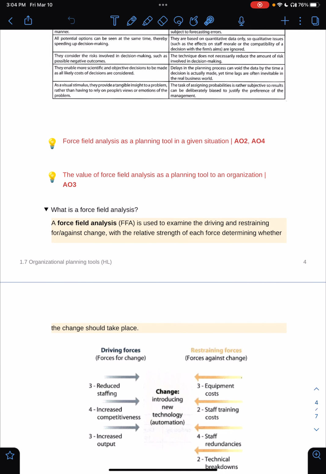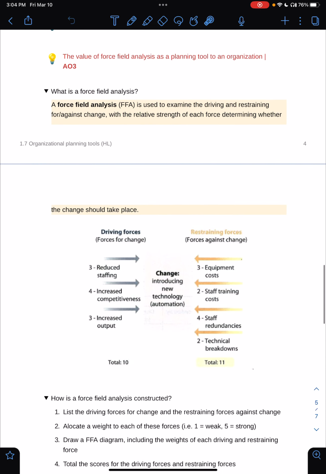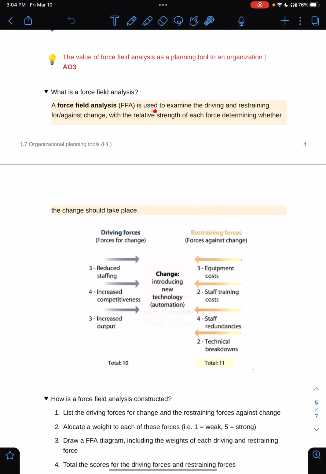The next organizational planning tool we'll be looking at is a force field analysis. So a force field analysis is used to examine the driving and restraining forces for and against change, with the relative strength of each force determining whether the change should take place.